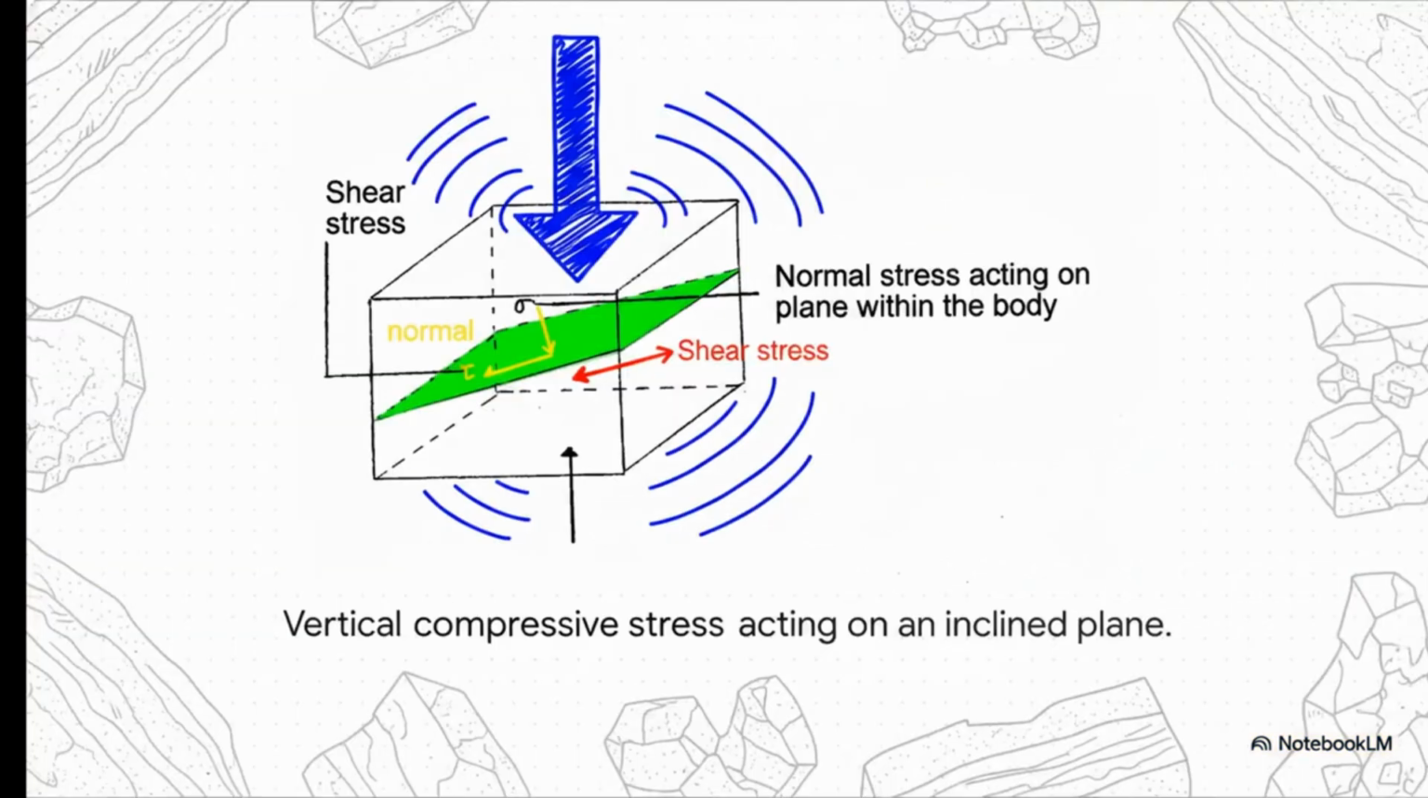Imagine a vertical compressive force pushing straight down on a block of rock, but hidden inside that rock is a pre-existing inclined plane, like an old fault line. That oblique force doesn't just push straight down on the plane. Because stress is a tensor, we can resolve that vertical force into 2 distinct components relative to the plane's surface: a normal stress, which acts perfectly perpendicular to the surface, and a shear stress, which acts parallel to it, trying to slide along the surface.